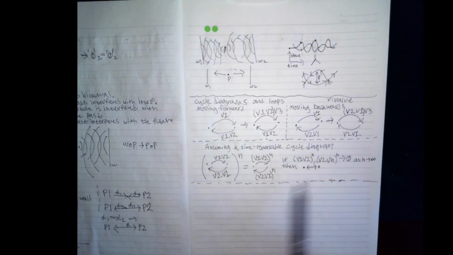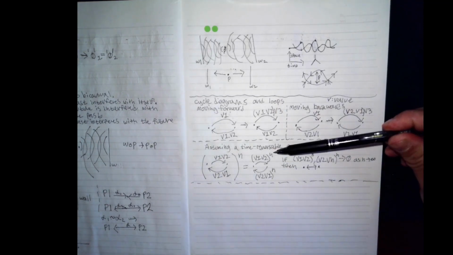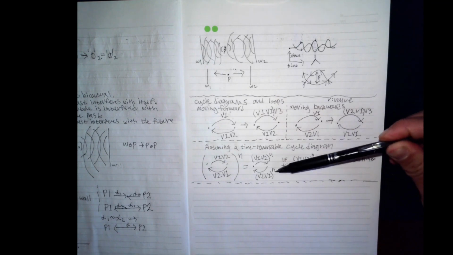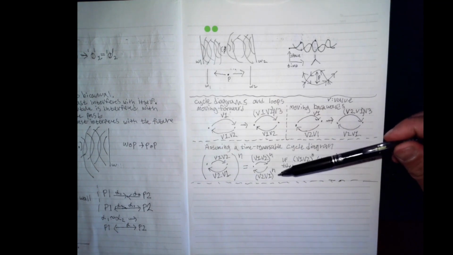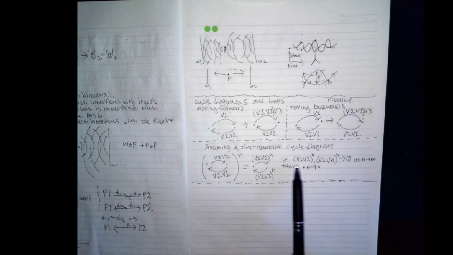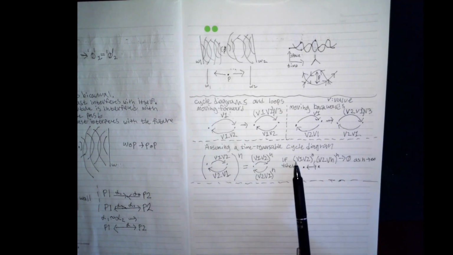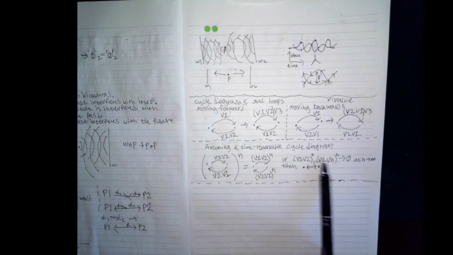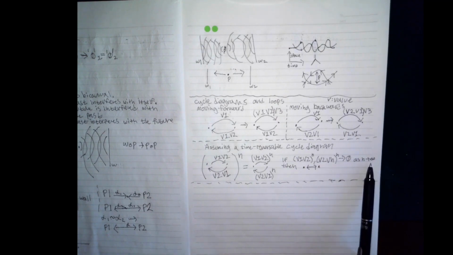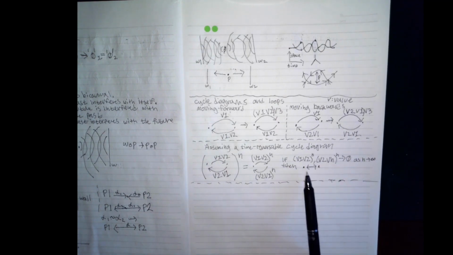Assuming a time reversible cycle diagram, define a cycle diagram to the nth power to equal the individual operations, both raised to the nth power or occurring n times. If the amount of time the operations take to complete approaches 0 as n goes to infinity, then we say that the two mutually imply each other in an instant.